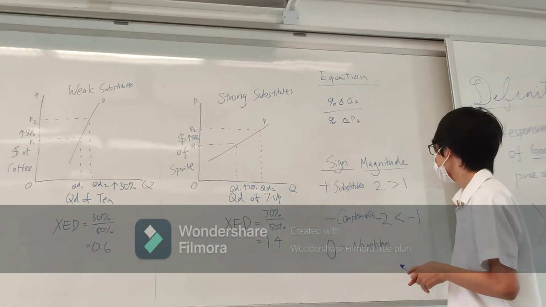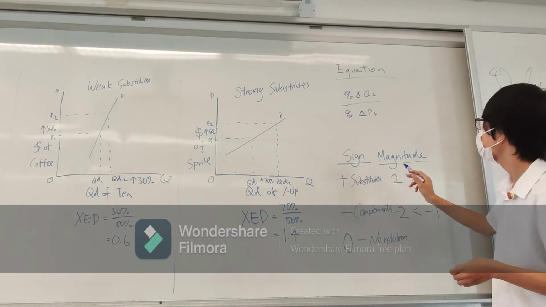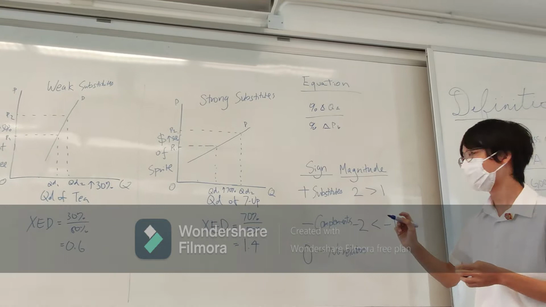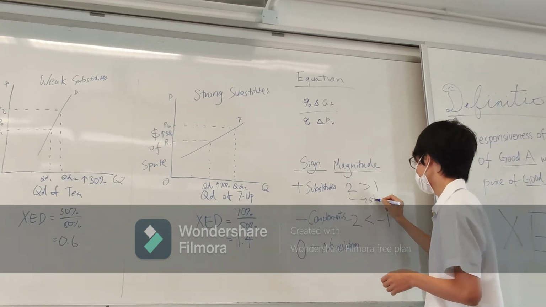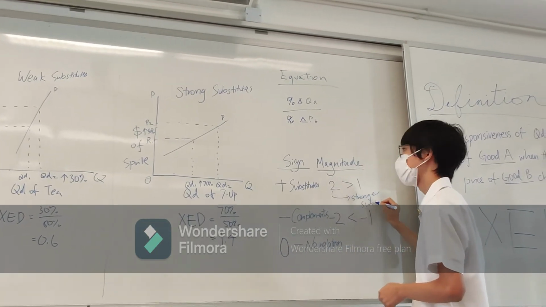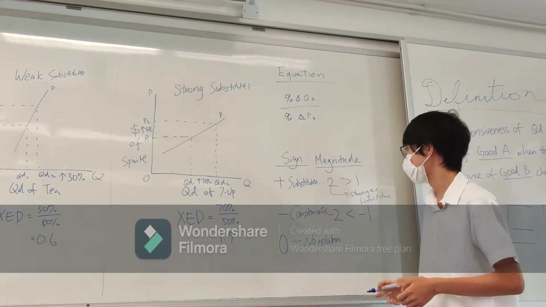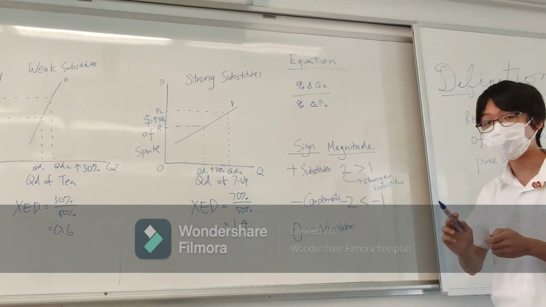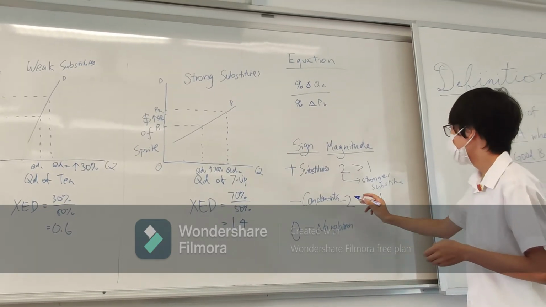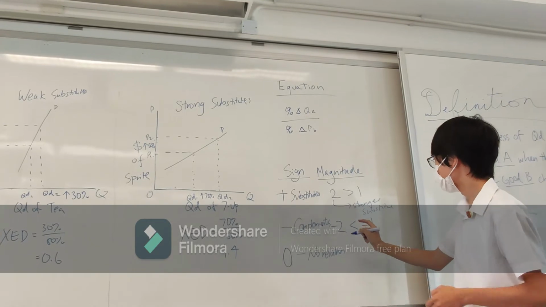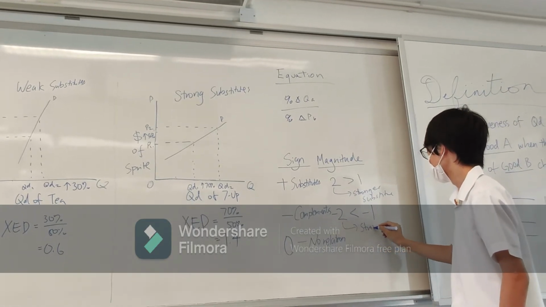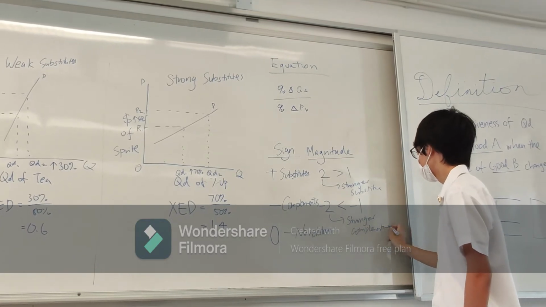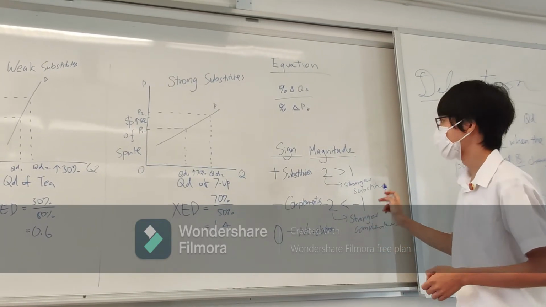Now let's look at the magnitude. For example, if the magnitude of the XED is 2 compared to 1, as 2 is further away from 0, it means that it is the stronger substitute than 1 because it is further away from 0. Applying the same logic to complementary goods, the further it is from 0, the more related it is. So an XED of -2 would indicate stronger complements than goods with an XED of -1.